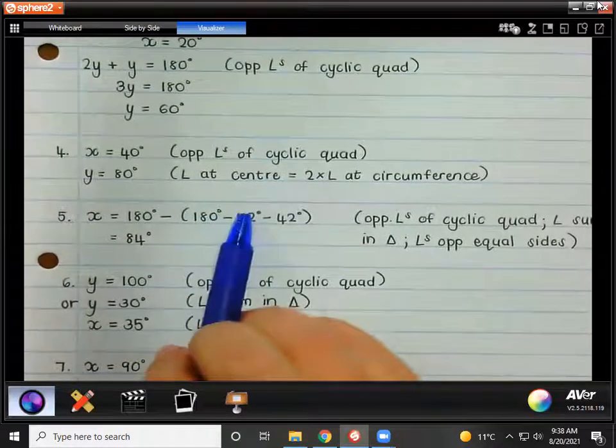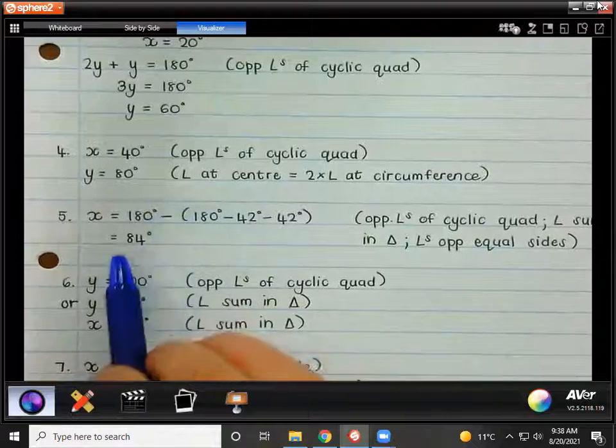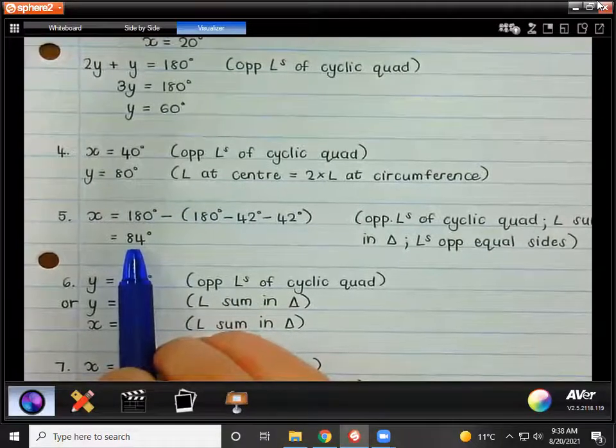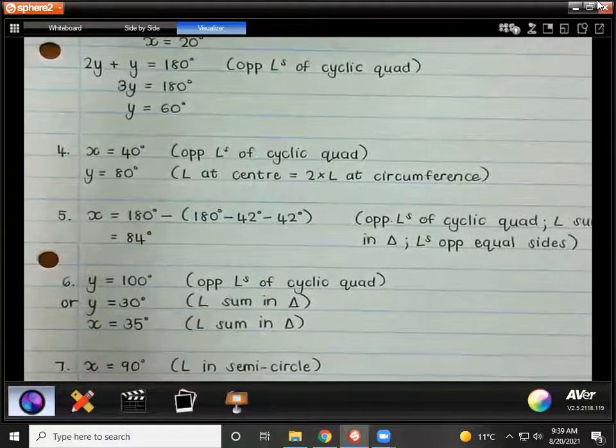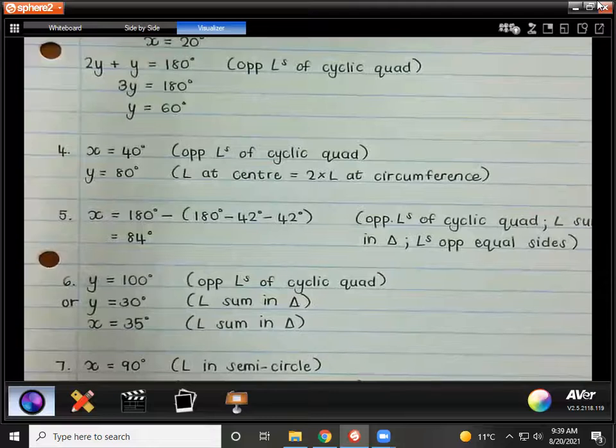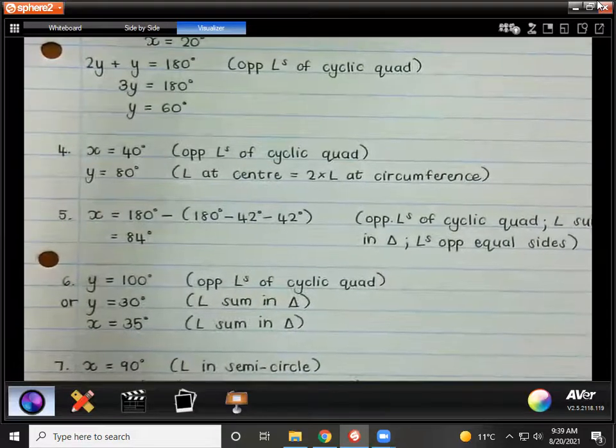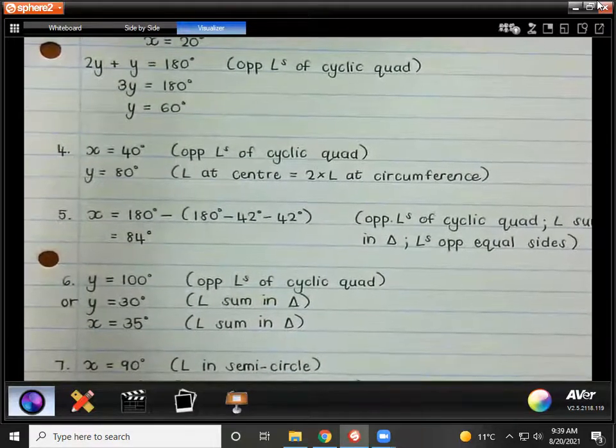Yeah, so 180 minus 96 is 84, isn't it? Had me doubting myself there for a second.